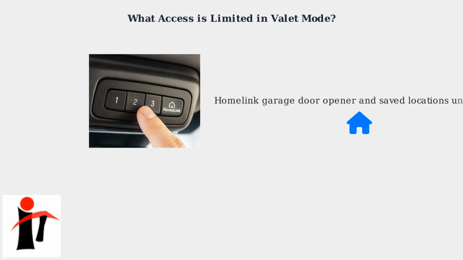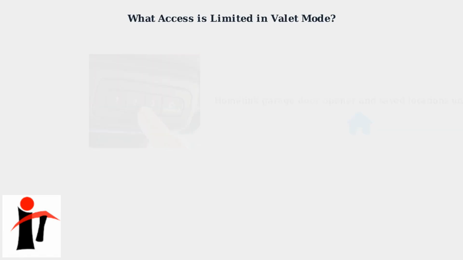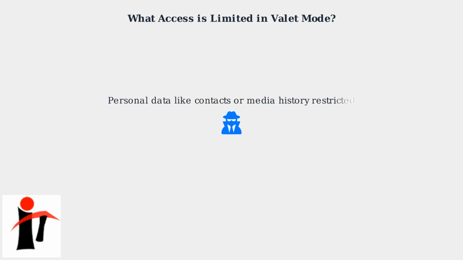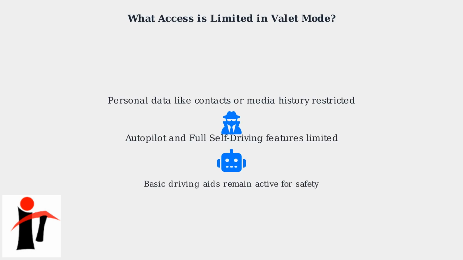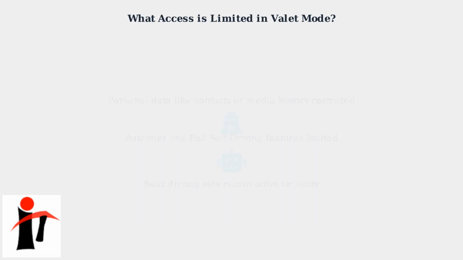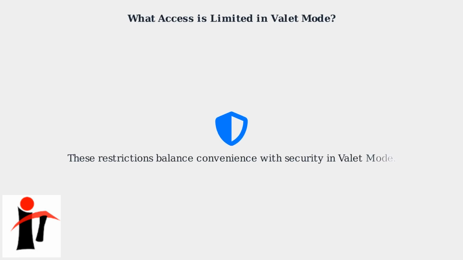Home link functionality for the garage door opener and saved locations are unavailable to maintain security. The ability to view or modify personal data, such as contacts or media history, is restricted. Autopilot and full self-driving features are limited, though basic driving aids stay active for safety. These restrictions help balance convenience with security when someone else is using your Tesla Model Y.